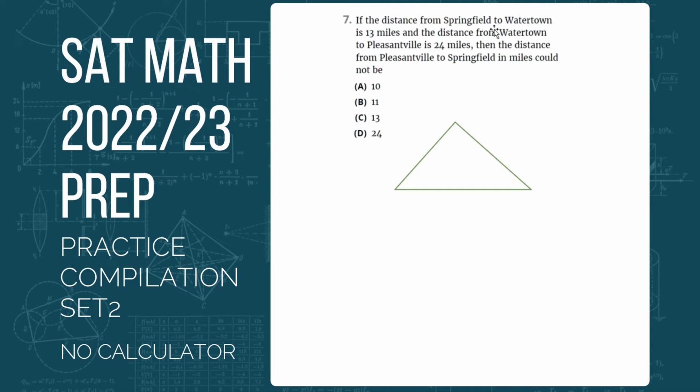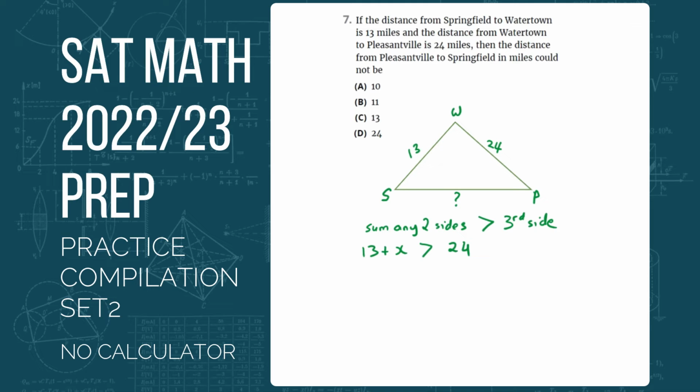The distance from Springfield to Watertown is 13 miles, and the distance from Watertown to Pleasantville is 24 miles. The distance from Pleasantville to Springfield in miles could not be one of these. Say this is Springfield, Watertown, and this is Pleasantville, then this distance is what? According to the rules of triangles, the sum of any two sides should be greater than the third side. So basically 13 plus the number x should be greater than 24.